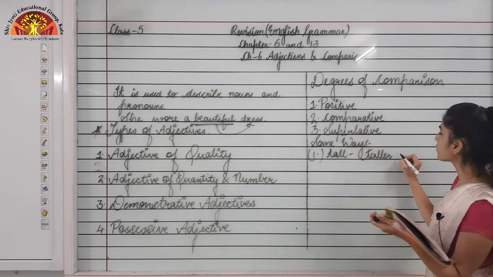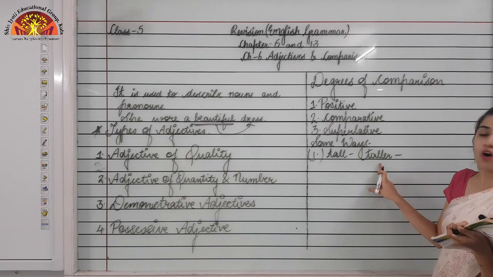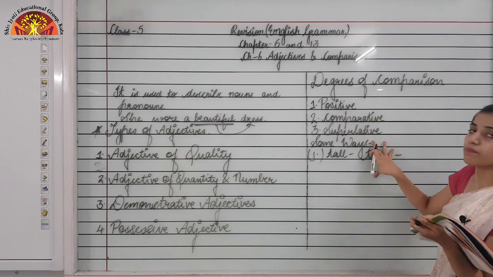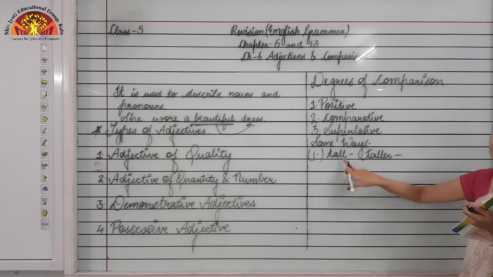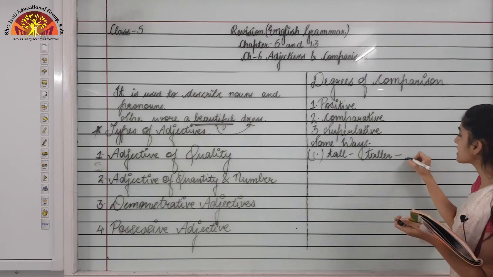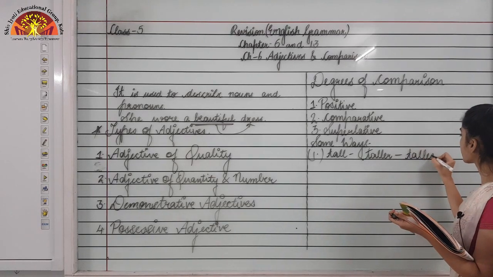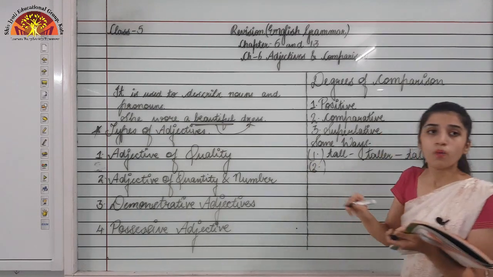It becomes taller. So taller is the comparative degree of tall, used when we are comparing between two things. But what should I do to make the superlative degree? I'll add est, that is tallest. Now moving to the second rule, what is written?